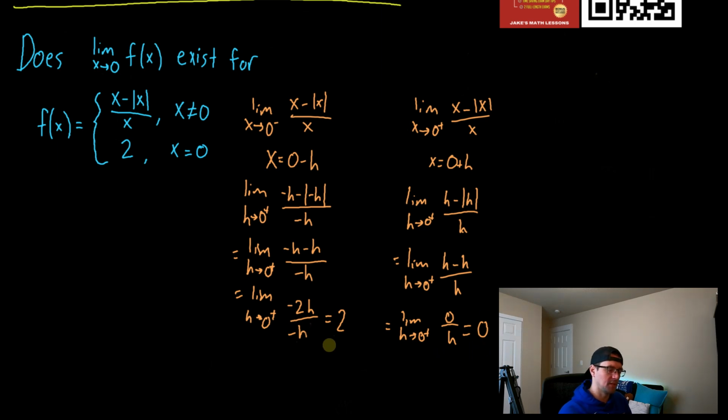Our left-handed limit gives us 2. So our left-hand limit and right-hand limit are not equal to each other. Therefore, this two-sided limit does not exist.